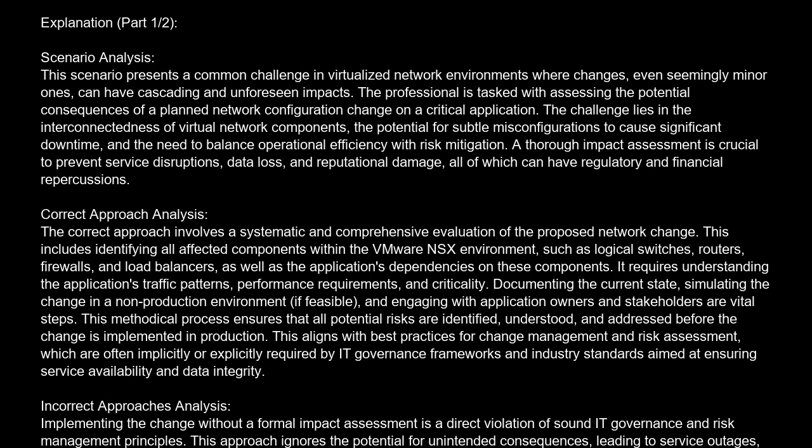The correct answer is B. Proceed with the firewall rule change as planned, relying on the application team's confirmation and assuming no network-level impact.